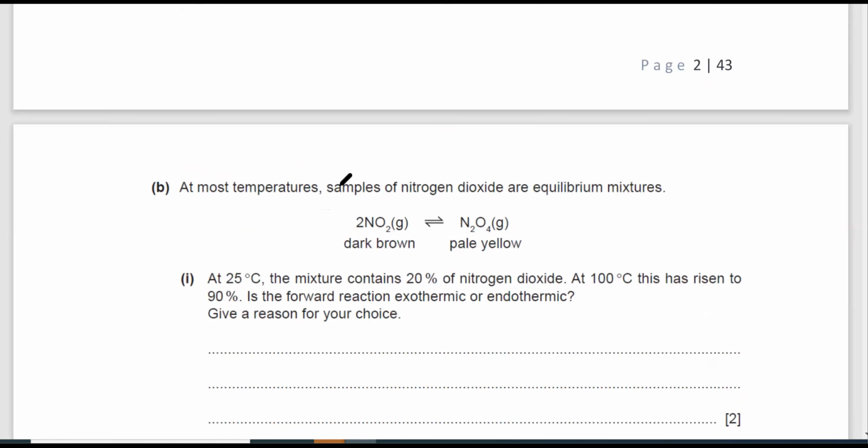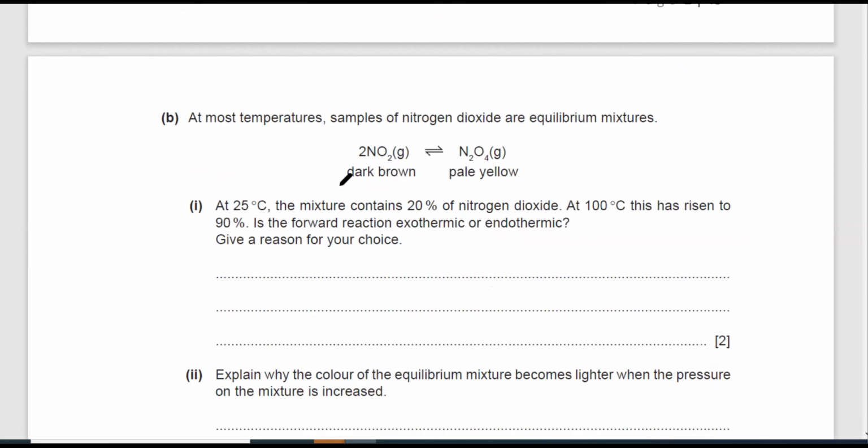Then there's this question: at most temperatures, samples of nitrogen dioxide are equilibrium mixtures. So there's this equilibrium that's happening, dark brown and pale yellow. One reaction is happening in both directions. NO2 is forming N2O4 and at the same time N2O4 is forming NO2 back again. The question is, at 25 centigrade, the mixture contains 20% nitrogen.